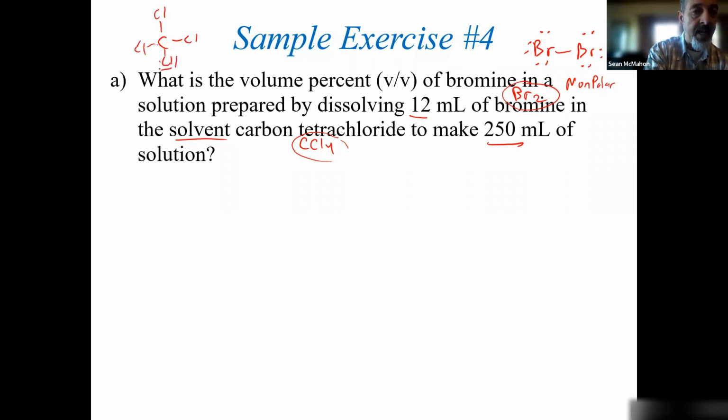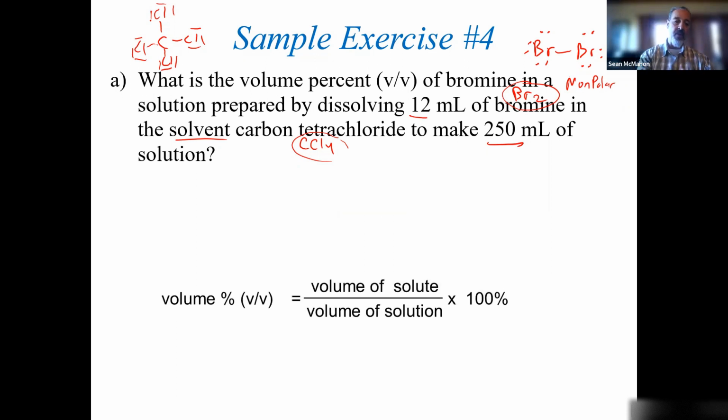And I'm going to do lines instead of dots because it's faster. But look at carbon tetrachloride, it's symmetrical, it's nonpolar. So they dissolve in each other, which means they're miscible, but because bromine's a liquid. But now what we're going to do is we're going to figure out the volume percent. How do we do that? Well, volume of solute over volume of solution.